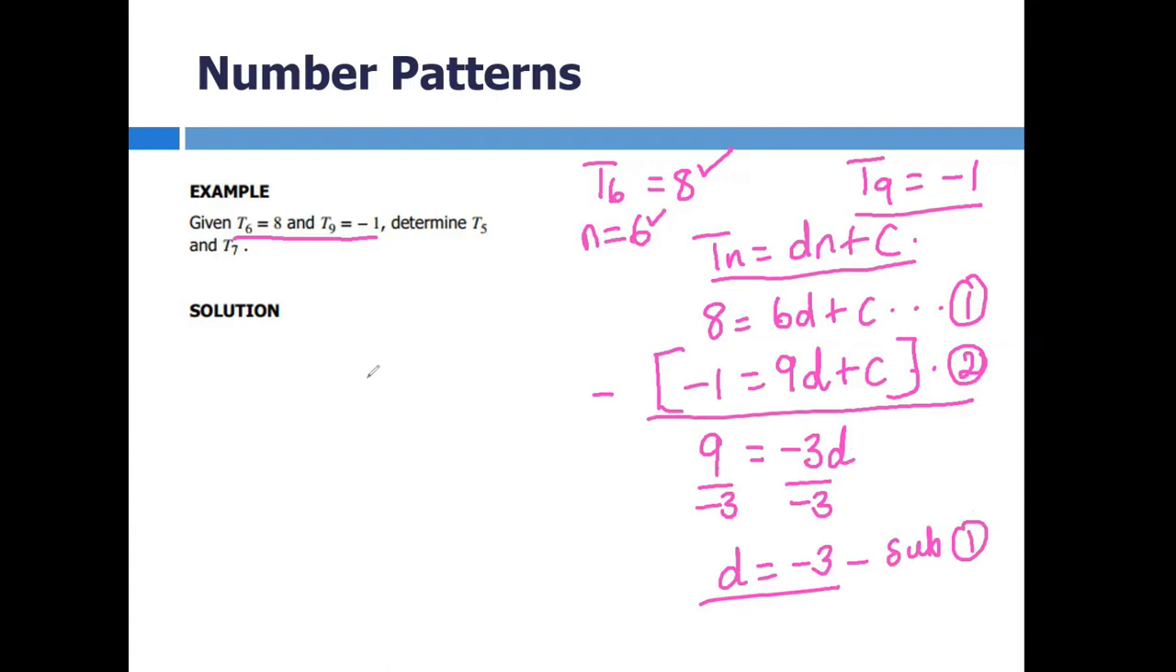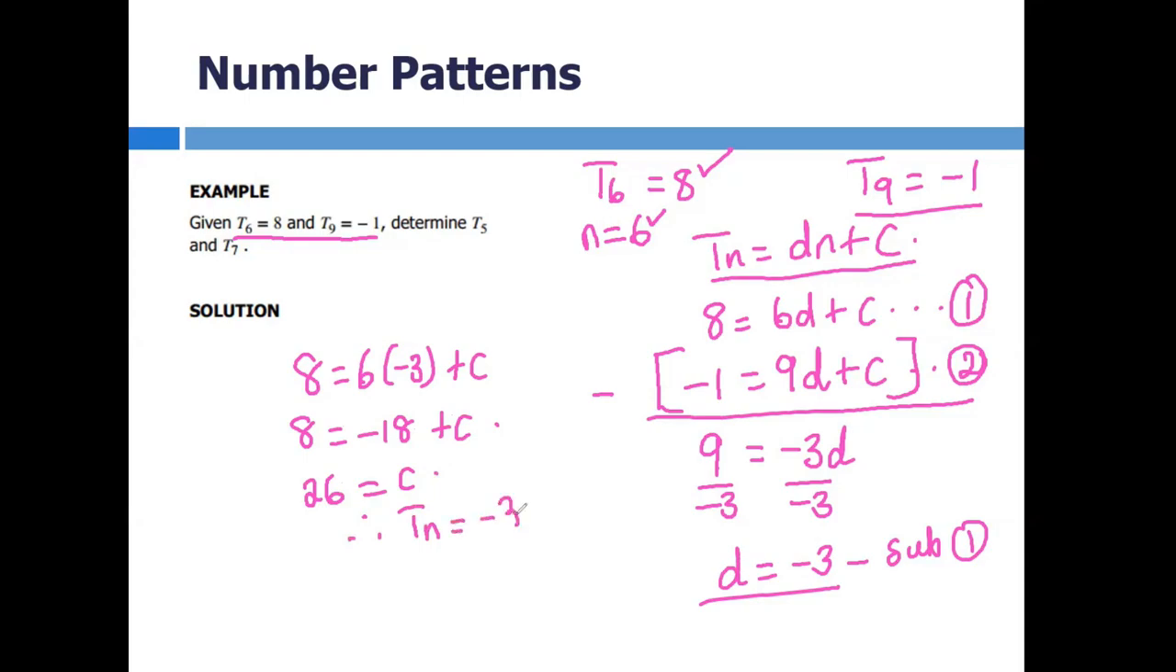So I'm going to go into equation 1. Equation 1 is 8. If I substitute in equation 1, it will be 8 is equal to, wherever I see D now, it's -3 plus C, so that I solve for C. That will be -18 plus C. So 18 plus 18, that's 26, is equal to C. So what is my general term? Tn equals -3n plus 26.